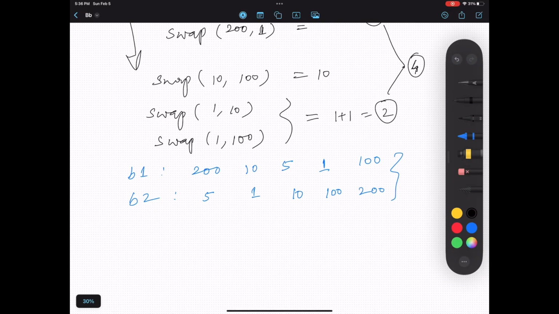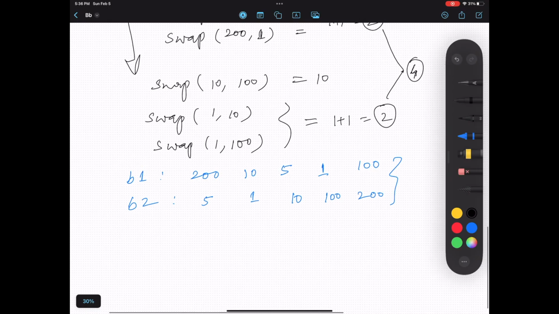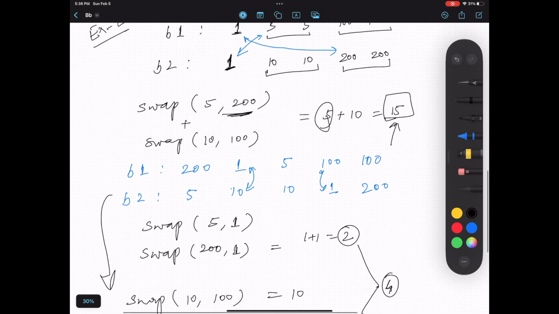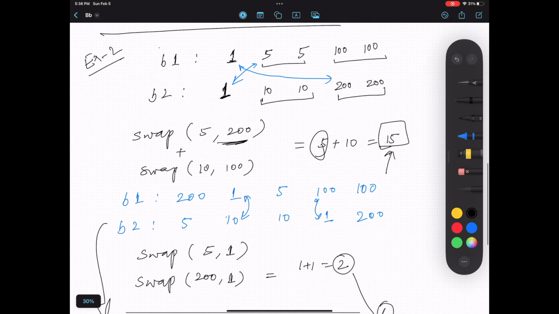So the first thing we have to say is all the mismatches should be in pairs, like in even, right? If there is any mismatch value which has odd occurrences, then we cannot make the baskets equal. That is one condition. Another condition is that we would pick the minimum value of both of these baskets, right? So here, for example, in this case, we picked 1 as the intermediate swap.